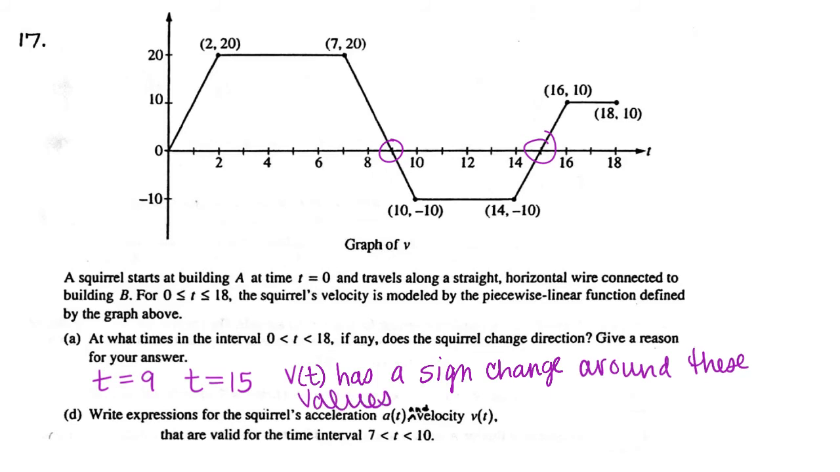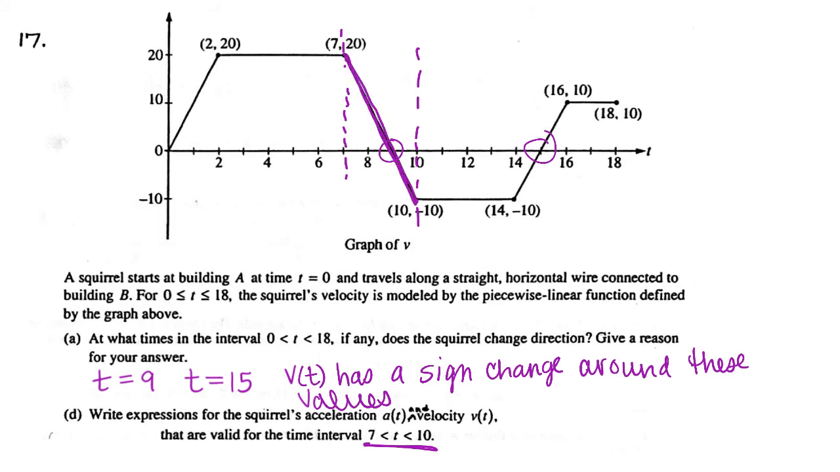All right, so now let's move on to the next one. Write an expression for the squirrel's acceleration and velocity. So the acceleration should not be that bad because we're looking from 7 to 10. So let's look at our graph from 7 to 10. And this is the graph of velocity. So we have from 7 to 10. So looking at this, we're really looking at this one particular line segment here.